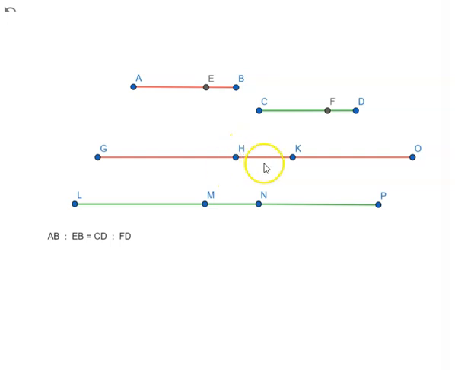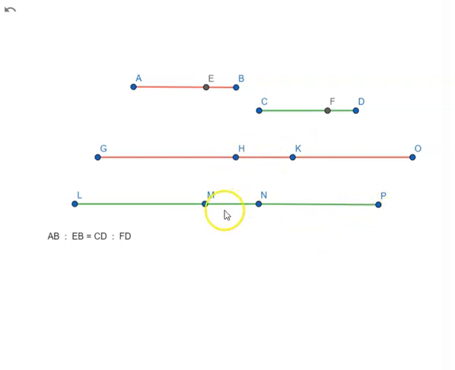Now, since HK and MN are equimultiples of EB and FD, and KO and NP are equimultiples of EB and FD, which means what? That if GK is greater than HO, then LN will also be greater than MP. What we do is, from this inequality, GK, if it is greater than HO, then LN is also greater than MP.